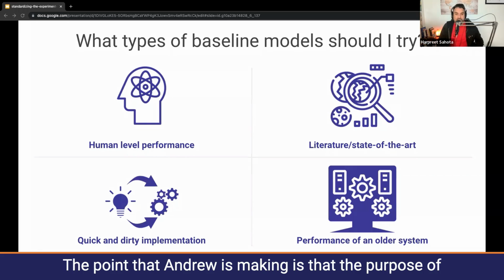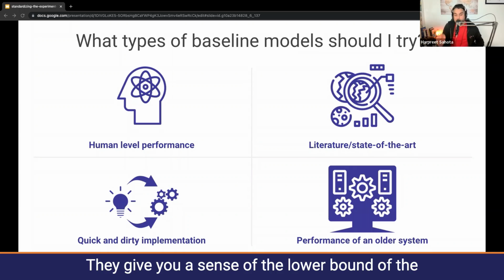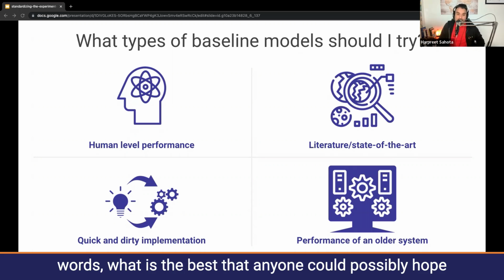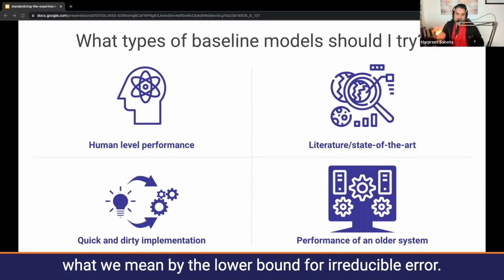The point that Andrew is making is that the purpose of these baselines is to give you a sense of what's possible. They give you a sense of the lower bound of the irreducible error. And to quote Andrew Ng here, in other words, what is the best that anyone could possibly hope for in terms of performance on this problem? That's what we mean by the lower bound for irreducible error.